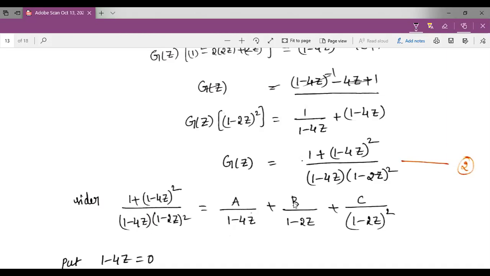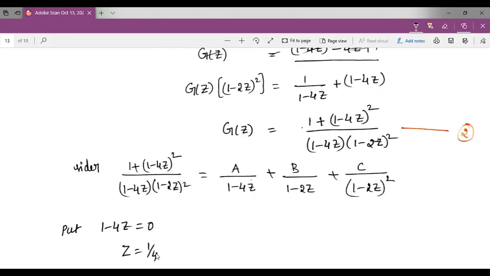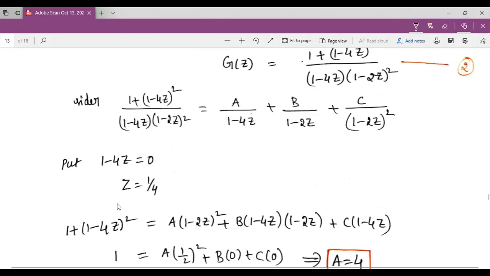So that's why b by 1 minus 2z plus c by (1 minus 2z) whole square. Put 1 minus 4z equal to 0, z is equal to 1 by 4. So we substitute this value. The equation here is 1 plus 1 minus 4z whole square is equal to a into (1 minus 2z) whole square plus b into (1 minus 4z) into (1 minus 2z) plus c into (1 minus 4z). So we substitute the z value in this equation.